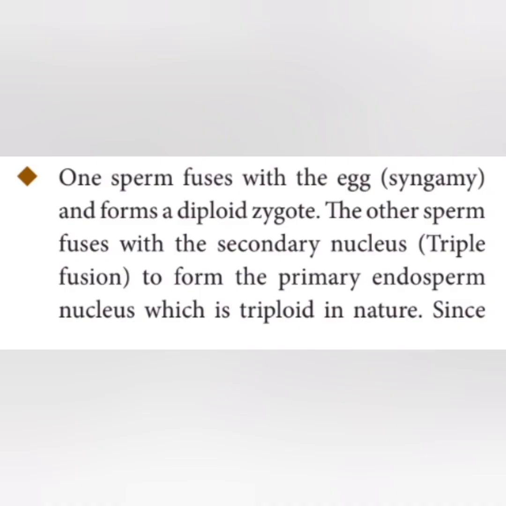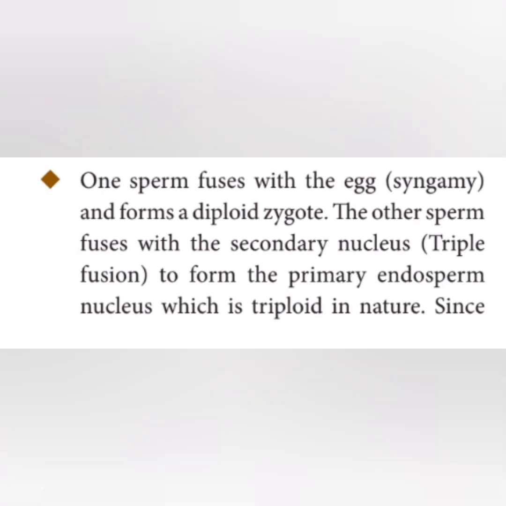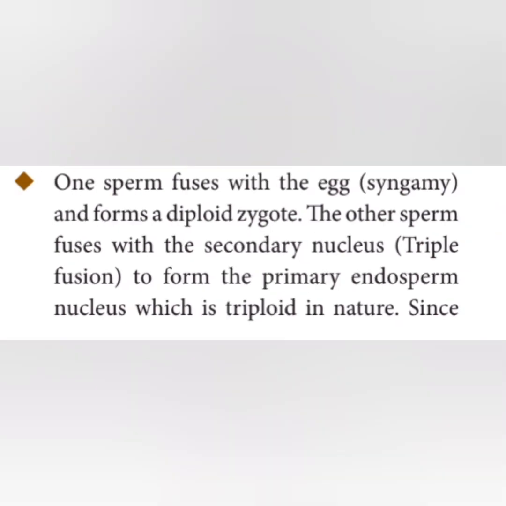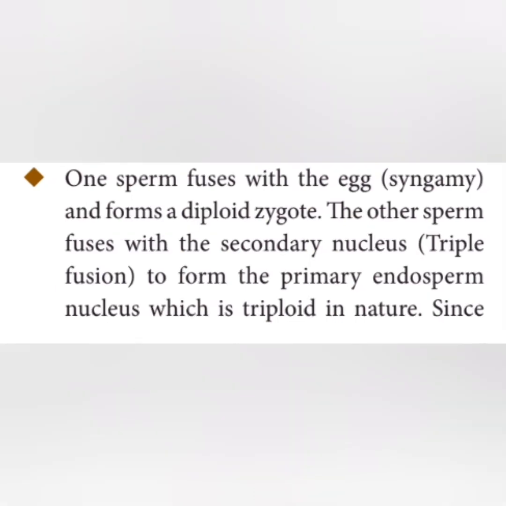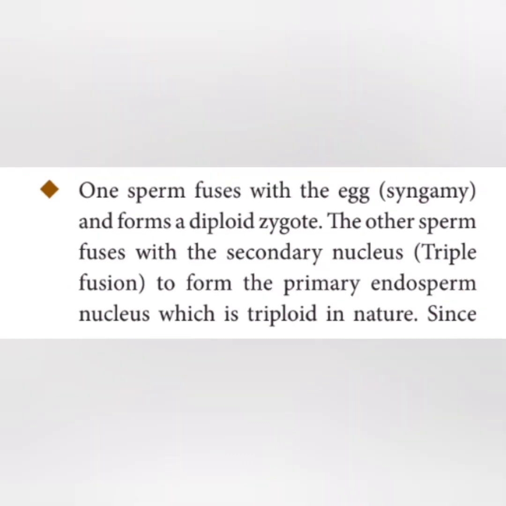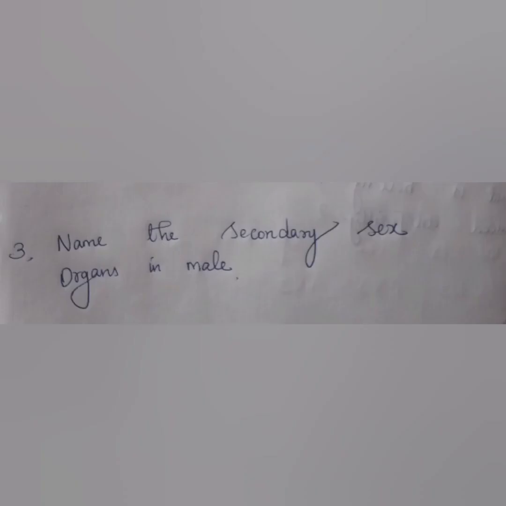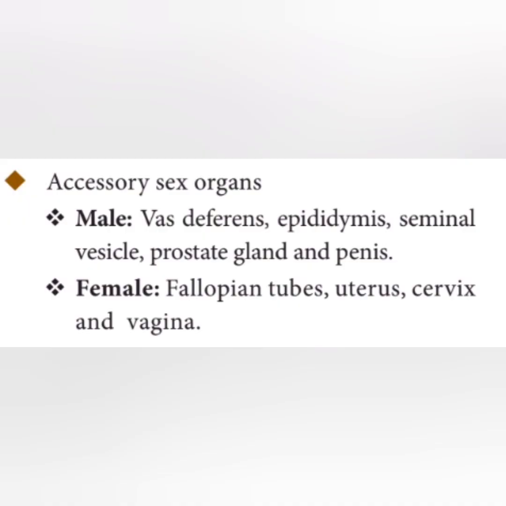And the second question is, define triple fusion. What is triple fusion? One sperm fuses with the egg to form a diploid zygote. Another sperm fuses with the secondary nucleus to form the primary endosperm nucleus. It is triploid in nature. This is a very important 2-mark question. Define triple fusion.